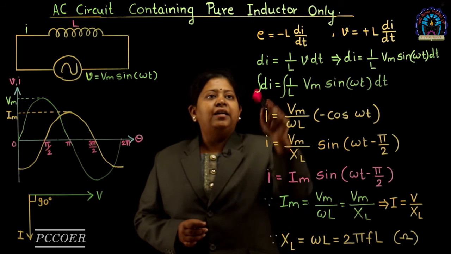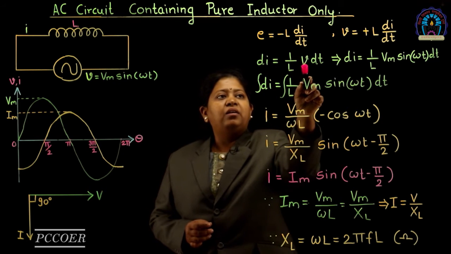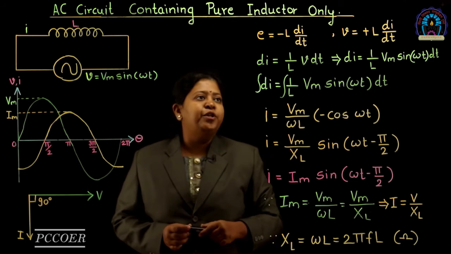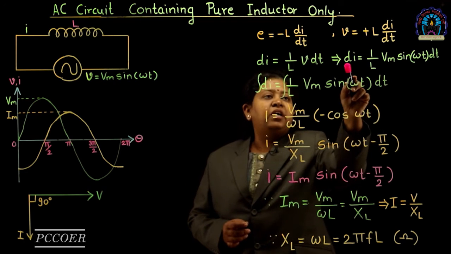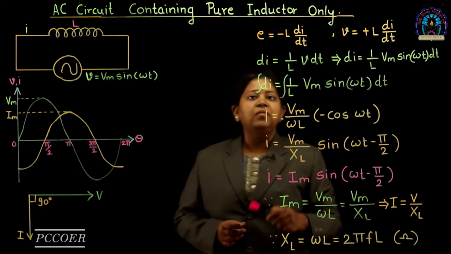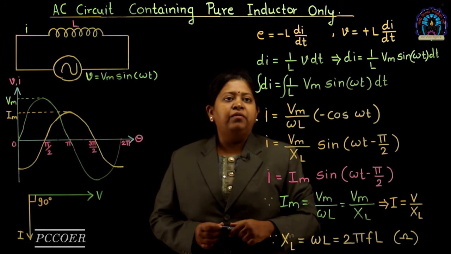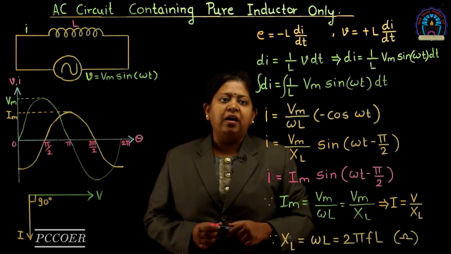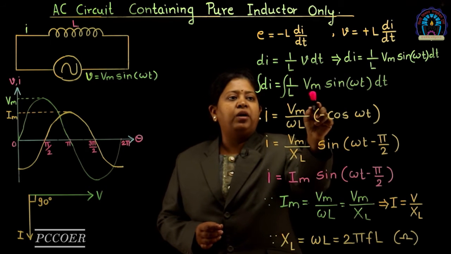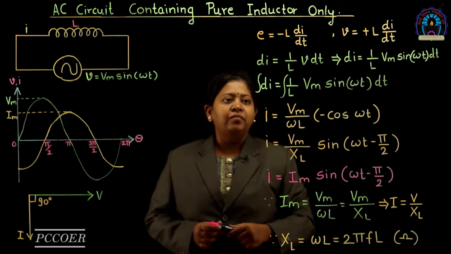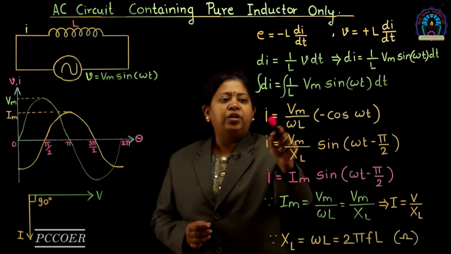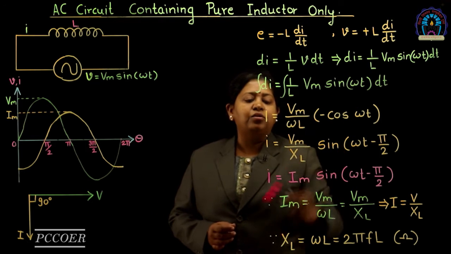Separating the terms, we can write di is equal to 1 upon L V dt. We know that V is equal to Vm sin omega t. So, substituting this equation of V in this, we get di is equal to 1 upon L Vm sin omega t dt. Integrating this equation, we will get the value of I. So, integration of di is equal to integration of 1 upon L Vm sin omega t dt. Vm is a constant, L is a constant. So, we get I is equal to Vm upon omega L into minus cos omega t.